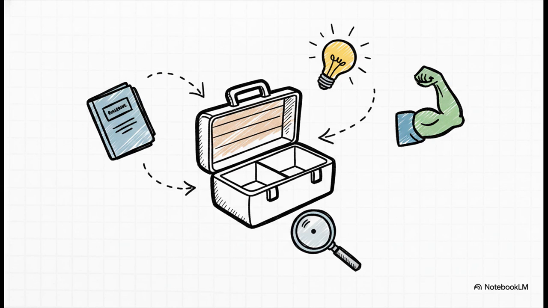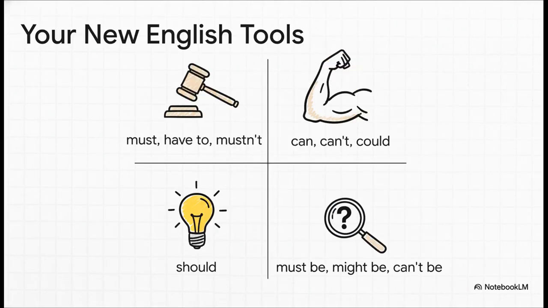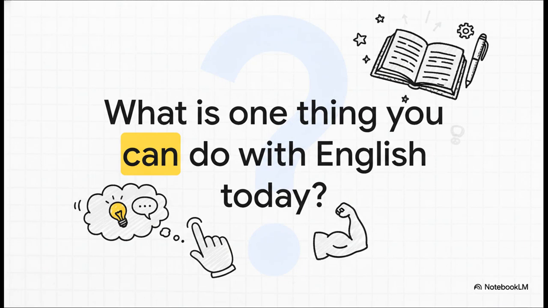Phew, we've covered a lot, and you've done an awesome job. Let's just do a super quick review of all the new English tools you have now. So remember, for rules, you've got must, have to, and mustn't. For talking about ability, you're going to use can, can't, and could. When you give advice, your go-to word is should, and when you're making those smart guesses, you'll use must be, might be, or can't be. And there you have it, a whole new set of tools for your English toolbox.